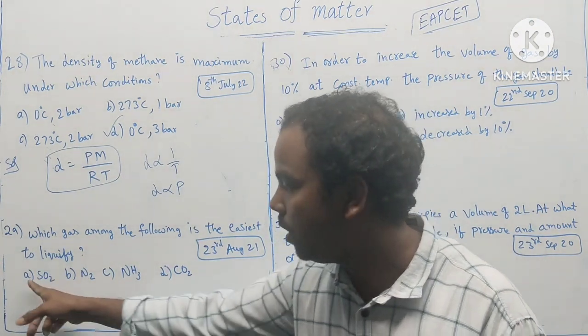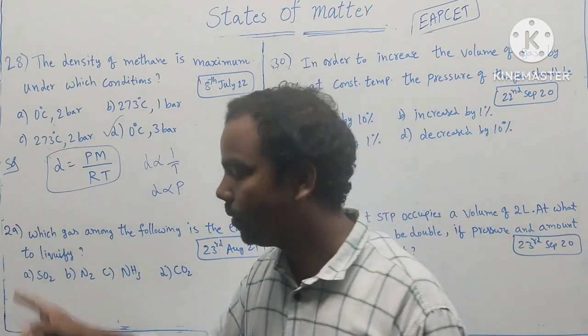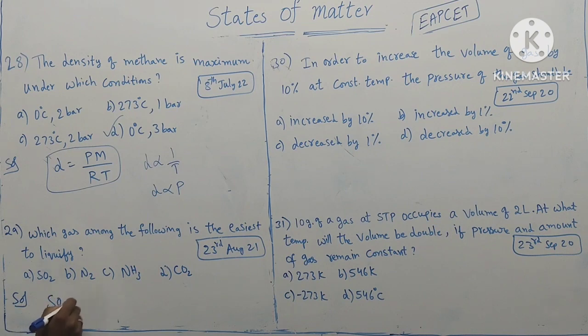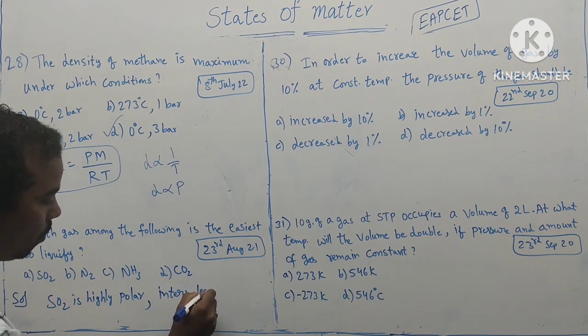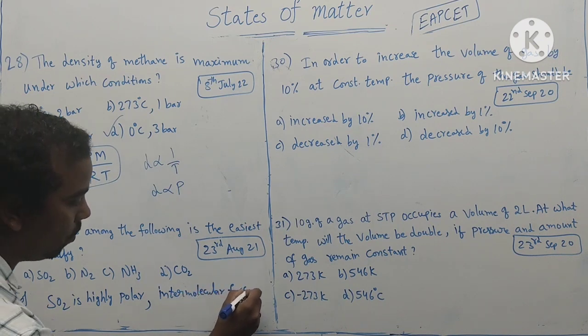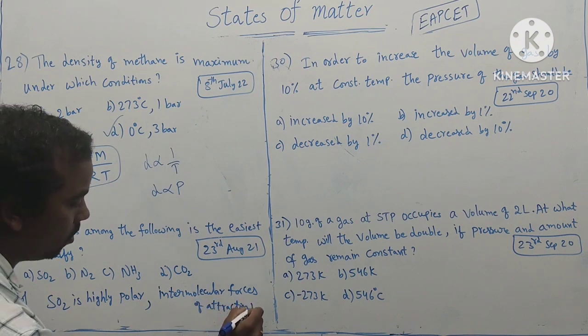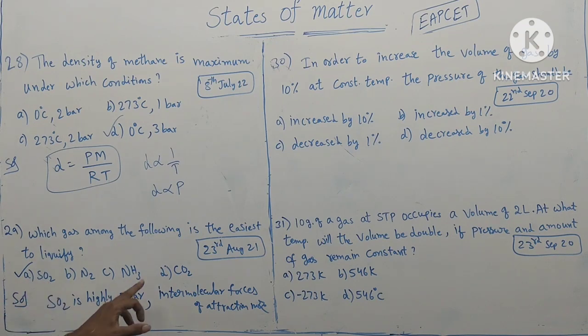So remaining A and C. Compared to A and C, C has hydrogen bonding, but A is highly polar. So here SO2 is a highly polar molecule. Then intermolecular forces of attraction are greater. So that's why when compared to ammonia, SO2 is easily liquefied. If there is no SO2, the answer is NH3.